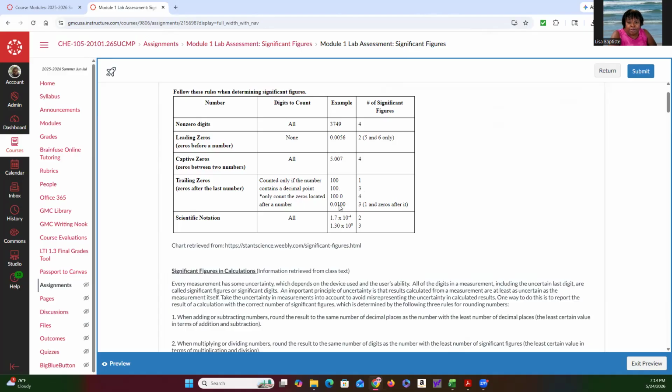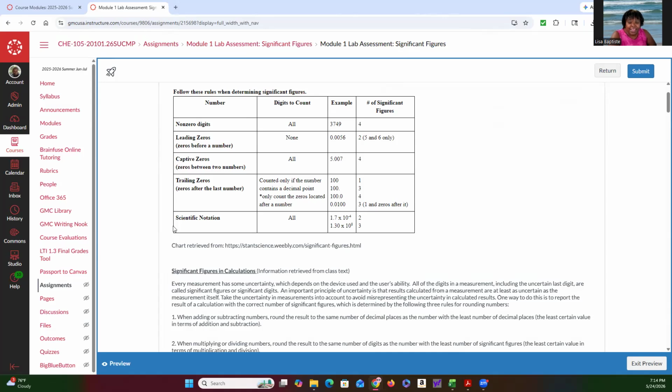0.0100, the zeros in front are placeholders. Okay, those are our leading zeros. They're not significant. But because that decimal is there, the zeros at the end, or the trailing zeros, are significant. So we have the one with the last two zeros, that's three significant figures.